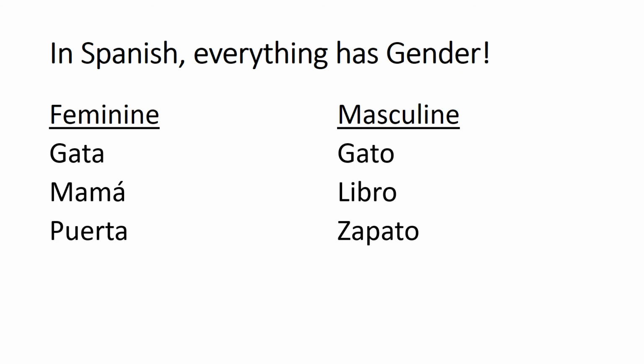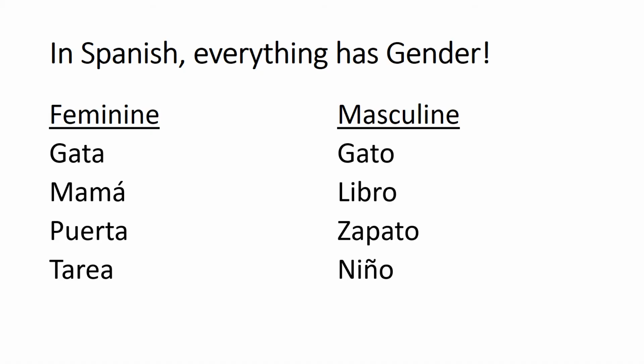Zapato in Spanish, shoe, has a masculine gender. Just for some reason it does. Tarea, homework, on the other hand, has feminine gender. Niño is a child in Spanish, and so in this case, it would be a boy child. If I wanted to make it feminine, I could say niña, and it would be a girl child.